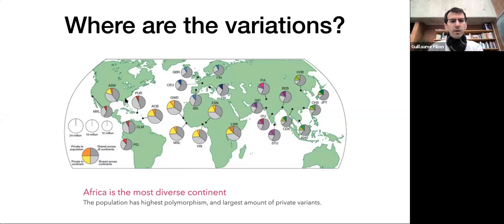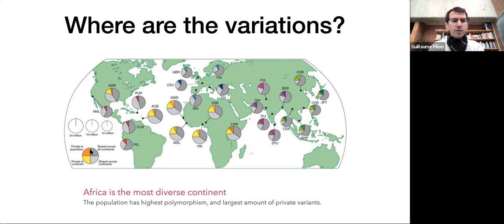So here you have the key. It's a pretty complicated pie chart of different regions on the planet. So the colors represent the continent. Blue is for Europe, pink, magenta is for Asia, South Asia, and this is here in green for East Asia. And Africa is in yellow, and America is in red. And so the size of the pie represents the amount of diversity, like how many nucleotides are different, what's the percentage of nucleotide that's different within the population, and you've got here the different kinds of variation that are observed.